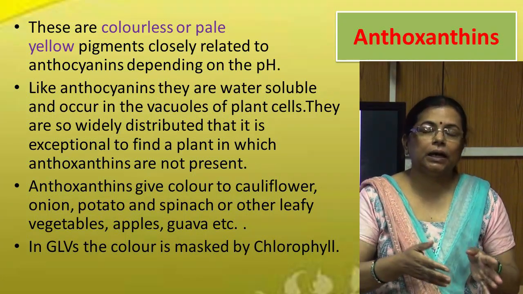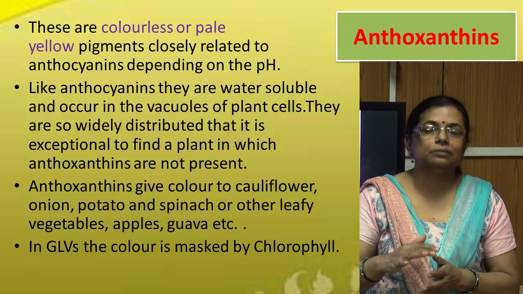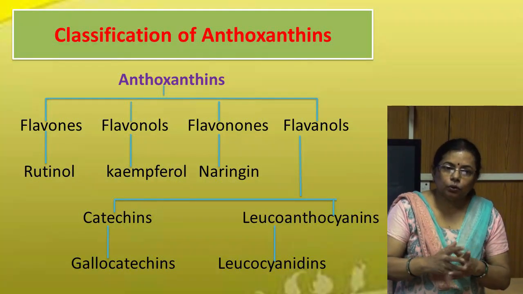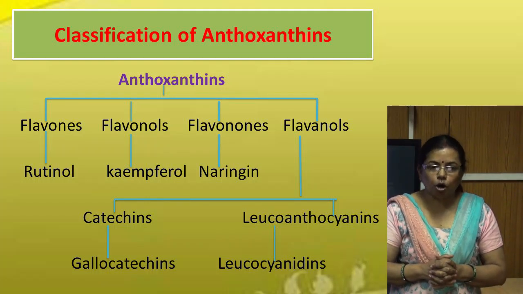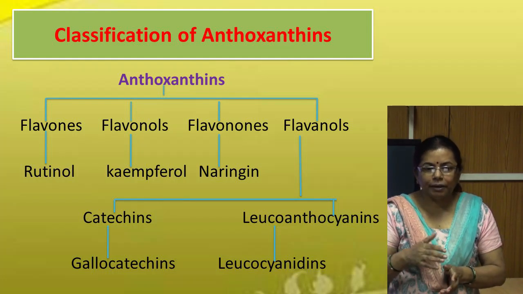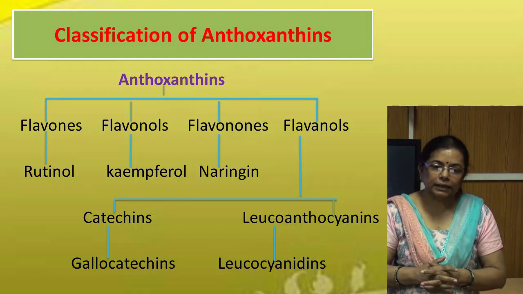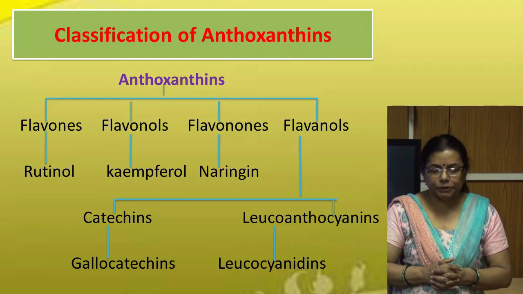But in spinach and other green leafy vegetables, the color of anthoxanthins is masked by the chlorophyll. Anthoxanthins are broadly classified into flavones, flavonols, flavanones and flavanols. Flavanols are again further classified into catechins and leucoanthocyanins.